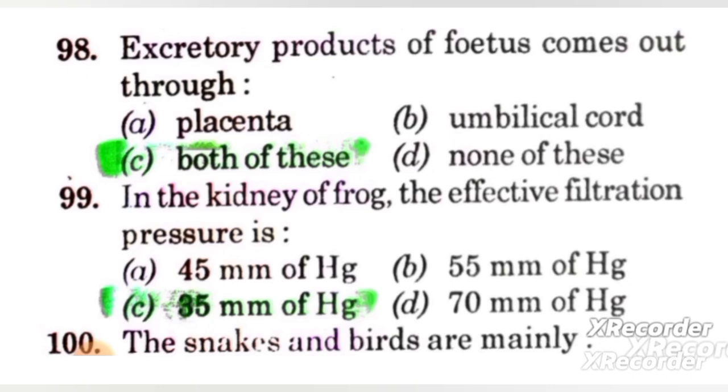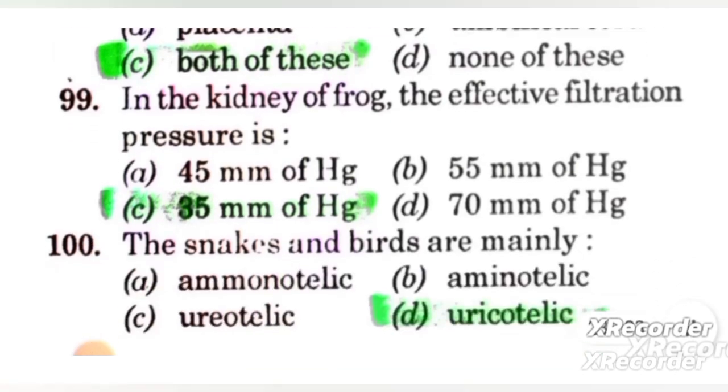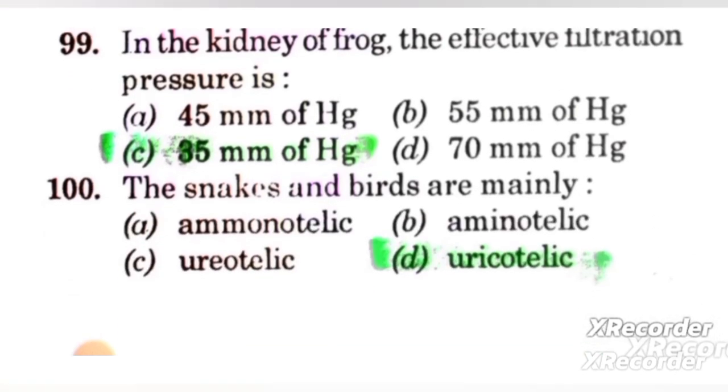99. In the kidney of frog, the effective filtration pressure is? Answer C, 35 mm of Hg. Next 100. The snakes and birds are mainly? Answer D, uricotelic. Thank you students.